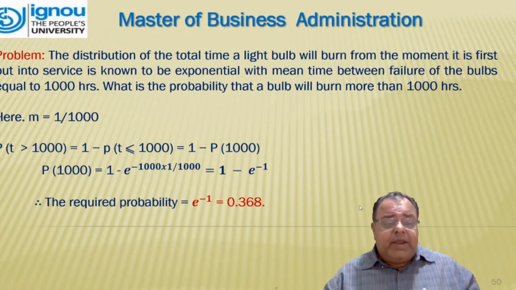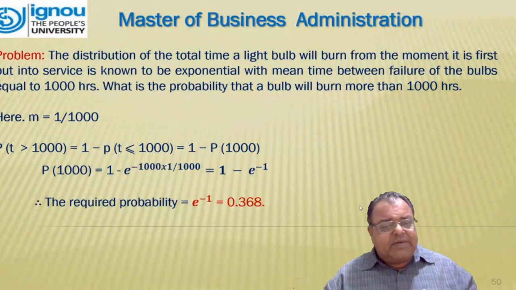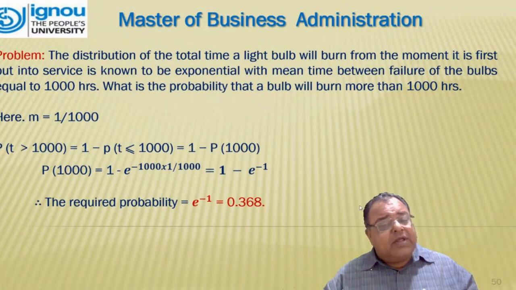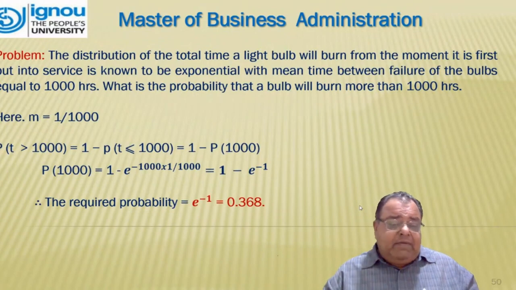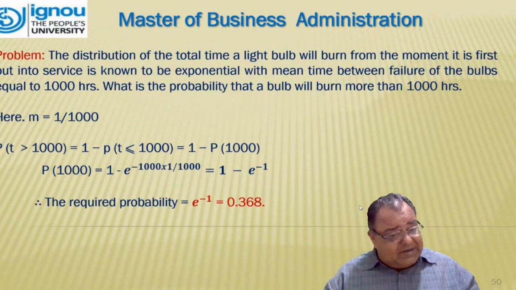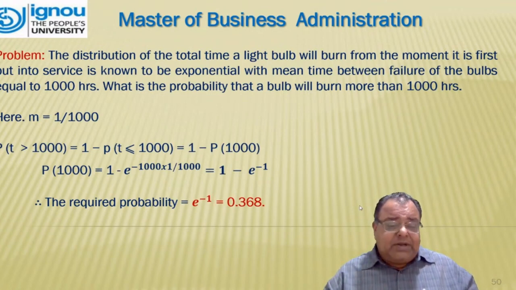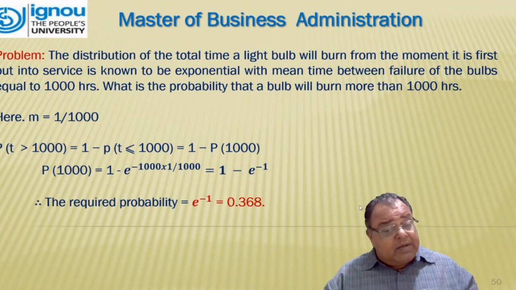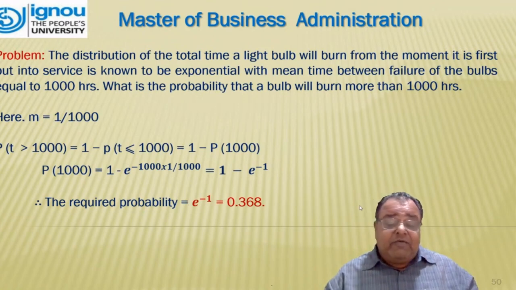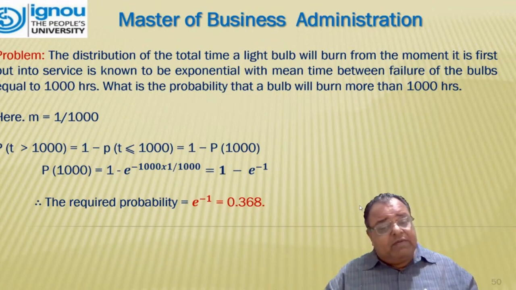We have to calculate the probability that the bulb will burn for more than 1000 hours. It will be represented by P(t > 1000), which is equal to 1 minus P(t < 1000). So we will straight away find the probability for 1000 and subtract it from 1. We have to apply the exponential method: e raised to minus lambda t. So the exponent is minus 1000 into 1 divided by 1000, which comes out to be e^-1. The value of e^-1 will be given to you in the problem. So we subtract 1 minus e^-1, and we get the value 0.368.